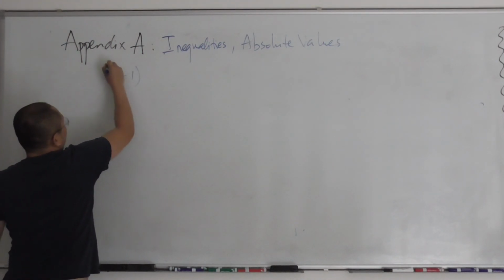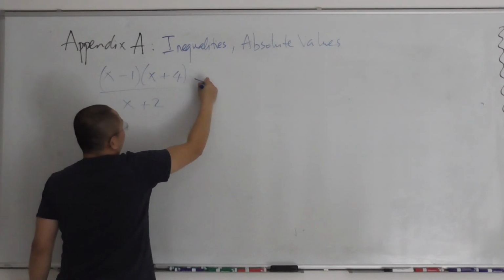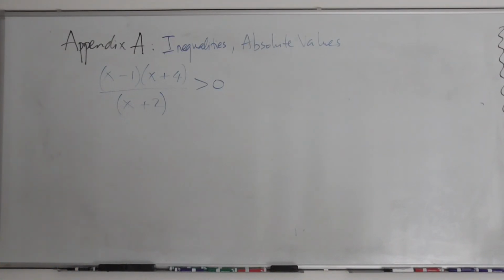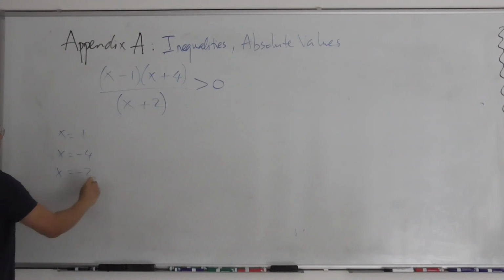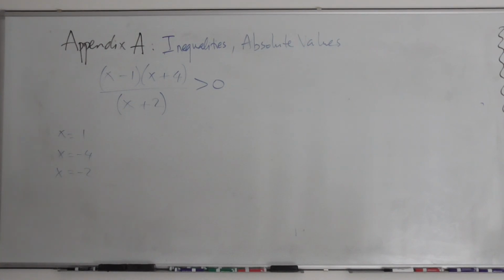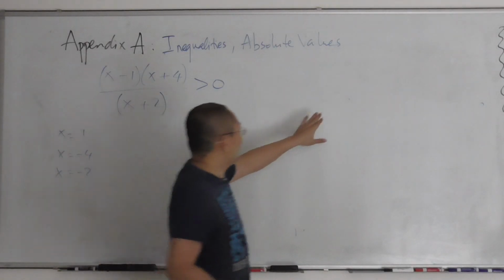X minus 1 times x plus 4 over x plus 2 to be positive. What we're seeing here is we have three linear factors, x minus 1 and x plus 4 on the numerator, and x plus 2 on the denominator. So we have three zeros: x equal to 1, x equal to negative 4, and x equal to negative 2. 1 is for this factor, negative 4 is for the second factor, and negative 2 for the denominator factor. Okay? The question is find all the values of x such that this fraction on the left hand side is positive. Okay? And I'm going to use the same method.